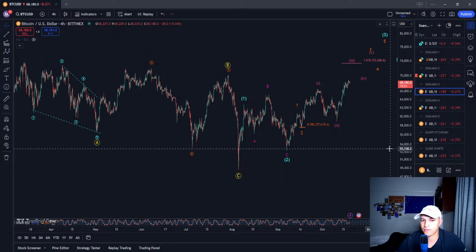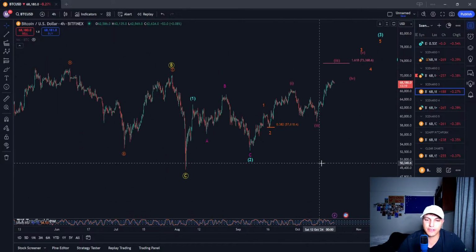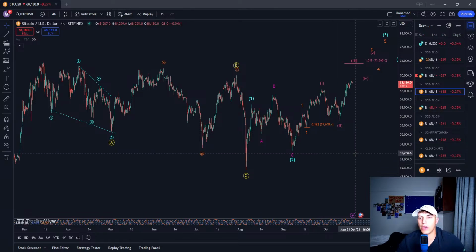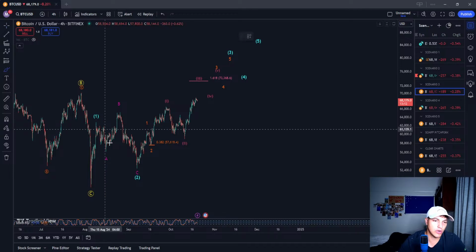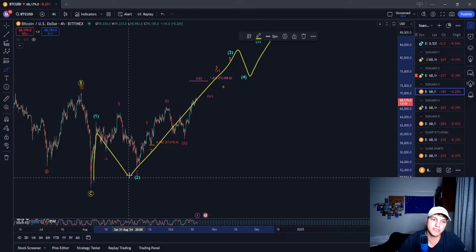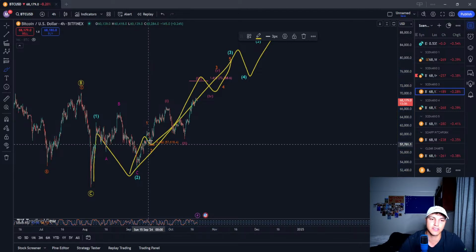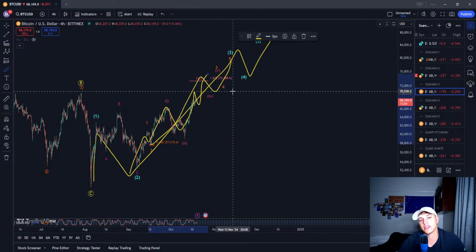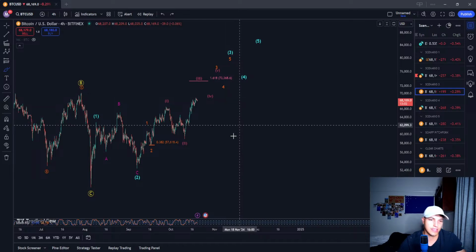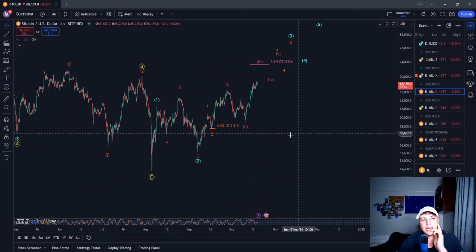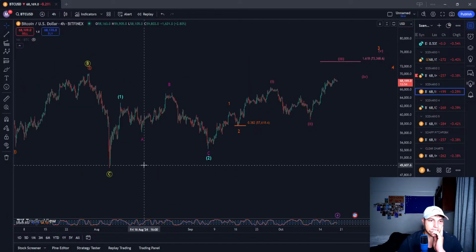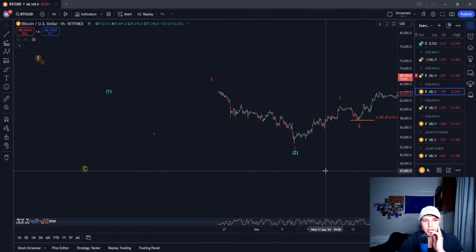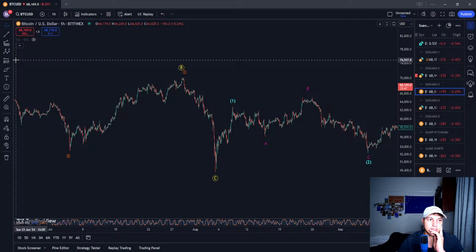Then C finishing. Now we have the triple 1, 2 to the upside. This is the most bullish scenario, where we have a 1, 2, 3, 4, 5 inside this, a 1, 2, 3, 4, 5 inside this, a 1, 2, 3, 4, 5 inside the orange. Lovely. So the most bullish scenario on the chart, not at the moment my preferred one, but is a scenario nonetheless. But yeah, is not my preferred one at the moment.